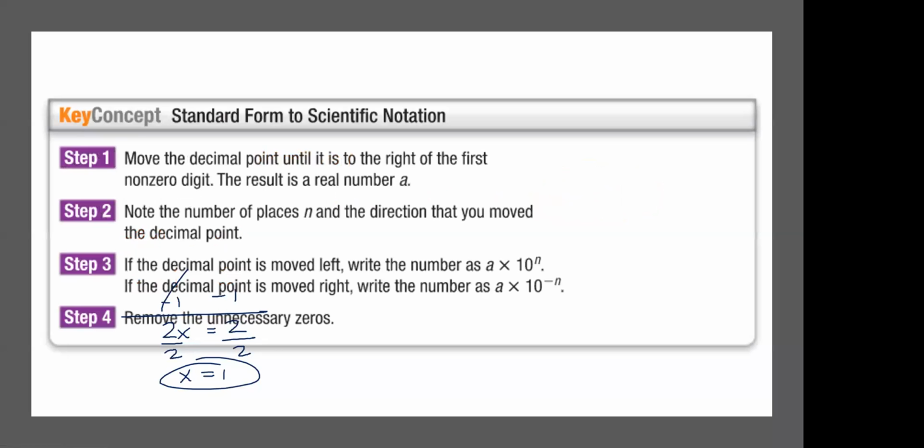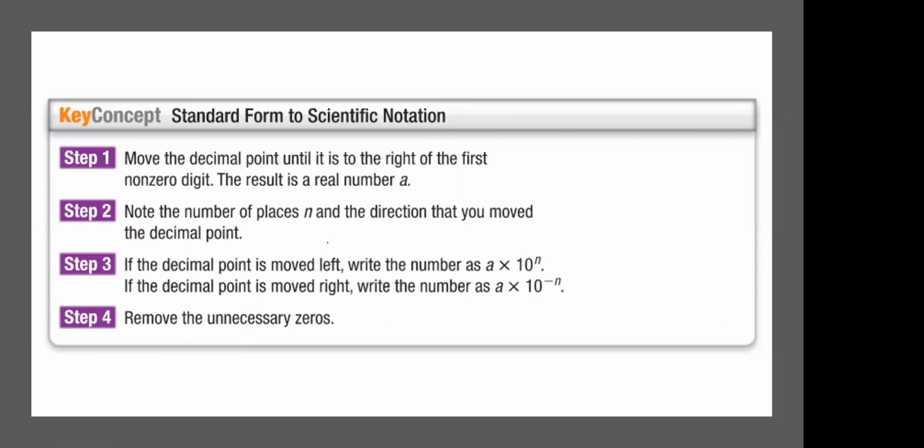All right, next section talks about scientific notation, okay? So scientific notation, remember, is a way to write really big numbers or really small numbers, okay? So you move the decimal point until it is to the right of the first non-zero digit, and the result is a real number, okay? Note the number of places and the direction that you moved the decimal point, okay?